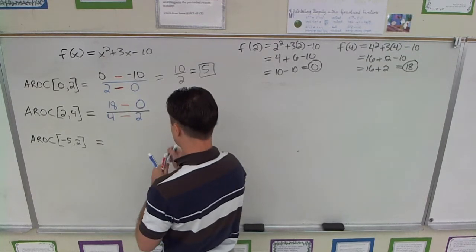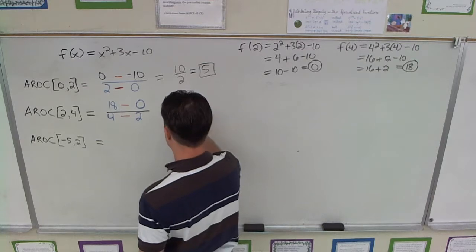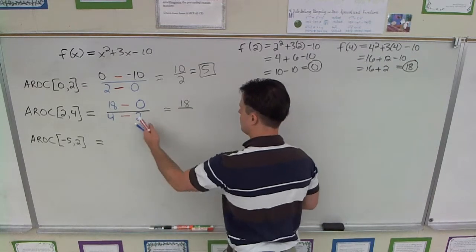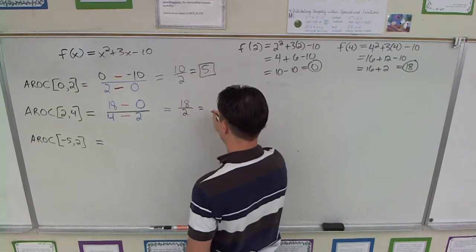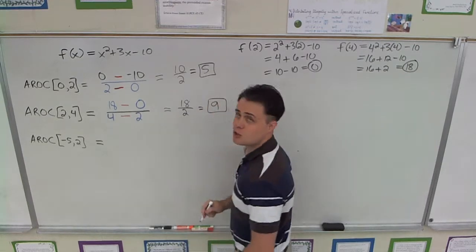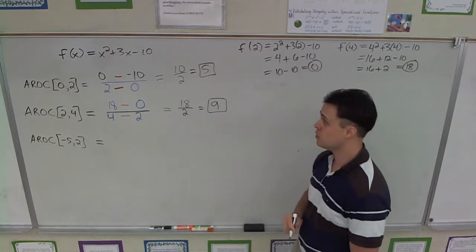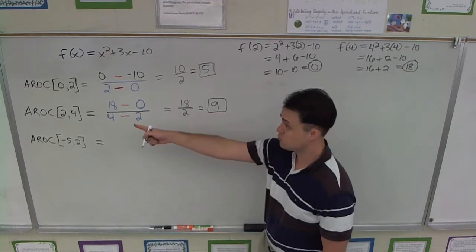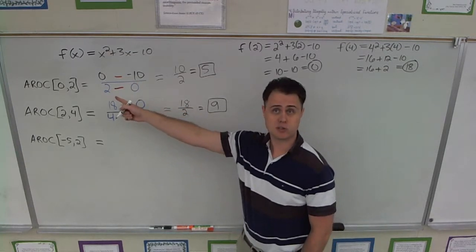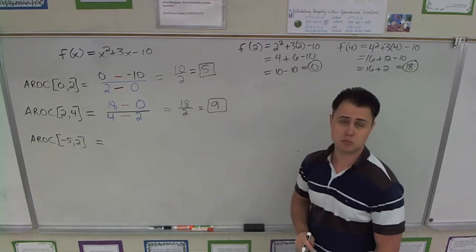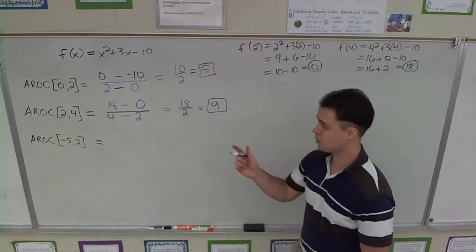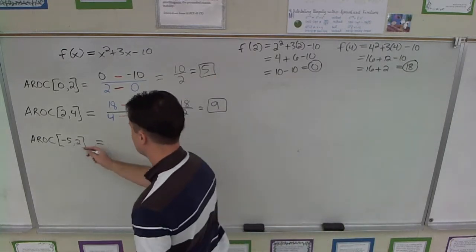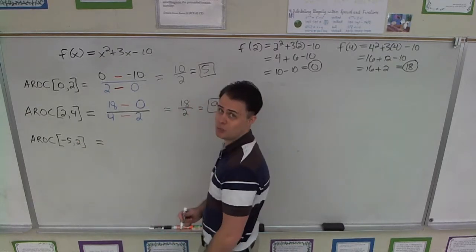So simplifying on this one, 18 minus 0 is 18. 4 minus 2 is 2. 18 over 2 is 9. So when we look at this graph, we should see a steeper climb between 2 and 4 than there was between 0 and 2, but they're both going to be nice and positive going up. Okay, let's have a look at negative 5 to 2. Again, I've got that same 2. I did that on purpose.